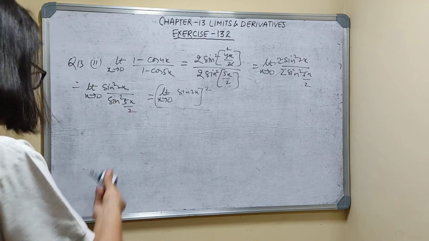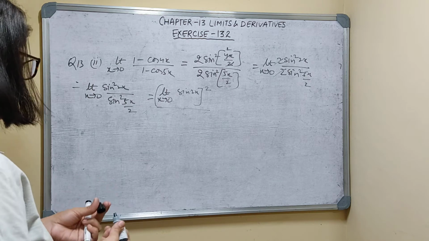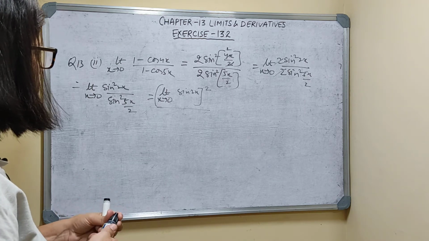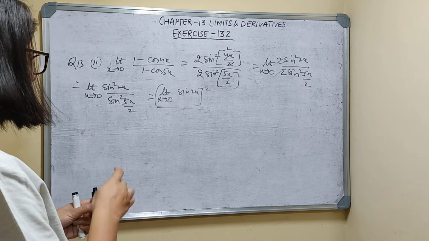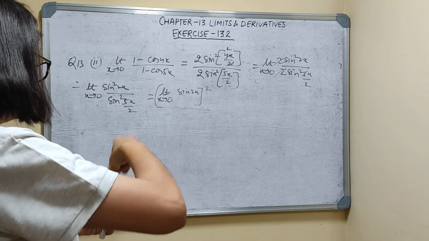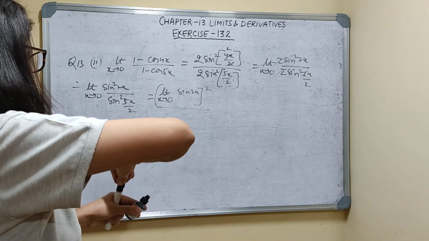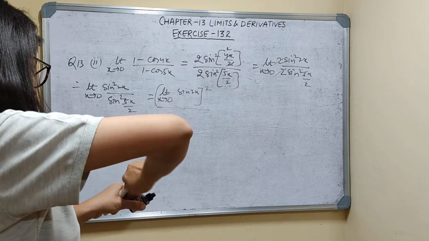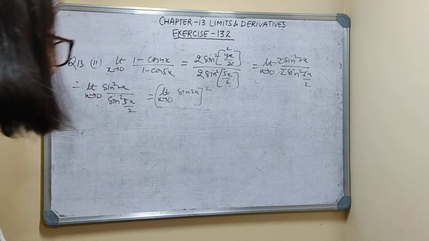Limit x tends to 0, sin²2x upon sin²(5x/2). So I write the first function as limit x tends to 0, (sin 2x) whole square, upon limit x tends to 0, (sin 5x/2) whole square. But I can't solve it directly because the denominator will be 0. So I will set it into one formula.